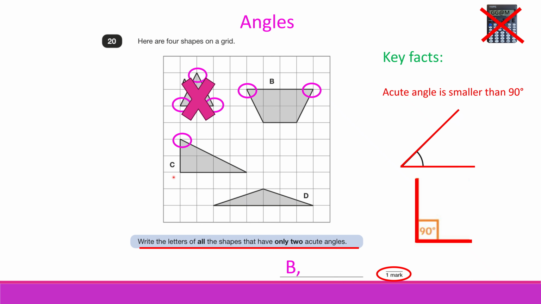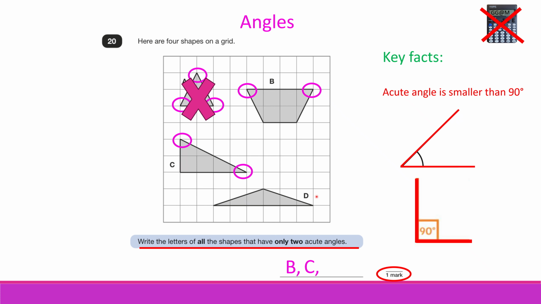The next shape is C. At the top here we've got an acute angle, and on the right here we've got an acute angle, so these 2 angles are both less than 90. The corner here we have got a right angle, which means that that is 90 degrees, so it's not acute. So we have got 1, 2 angles which are acute, so C gets written down next.